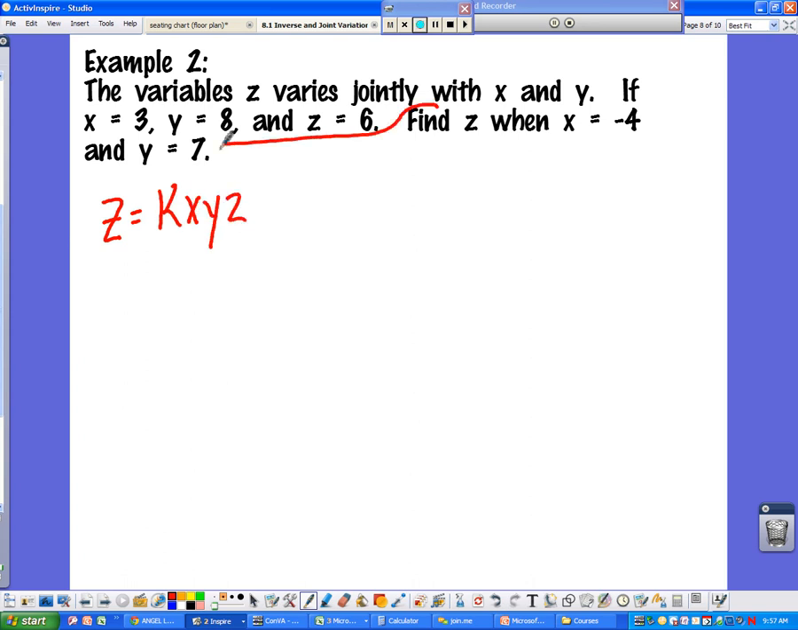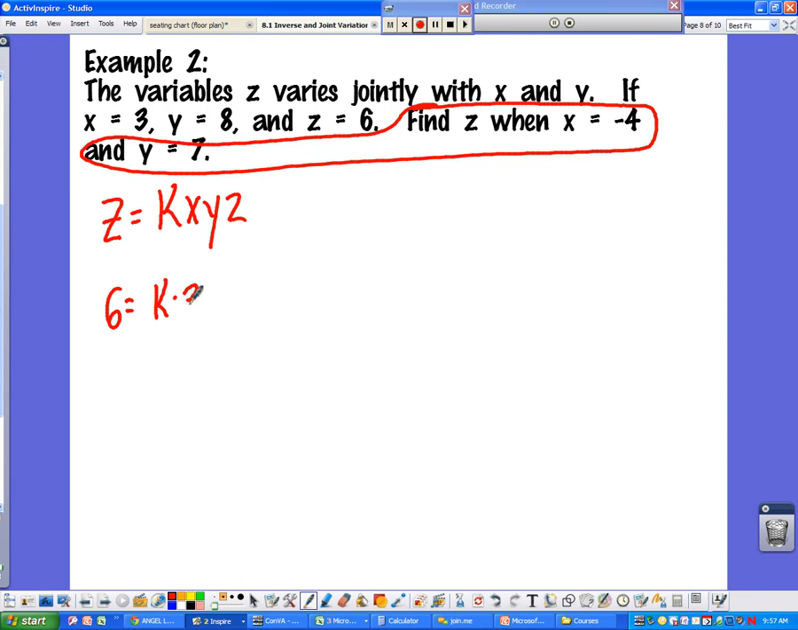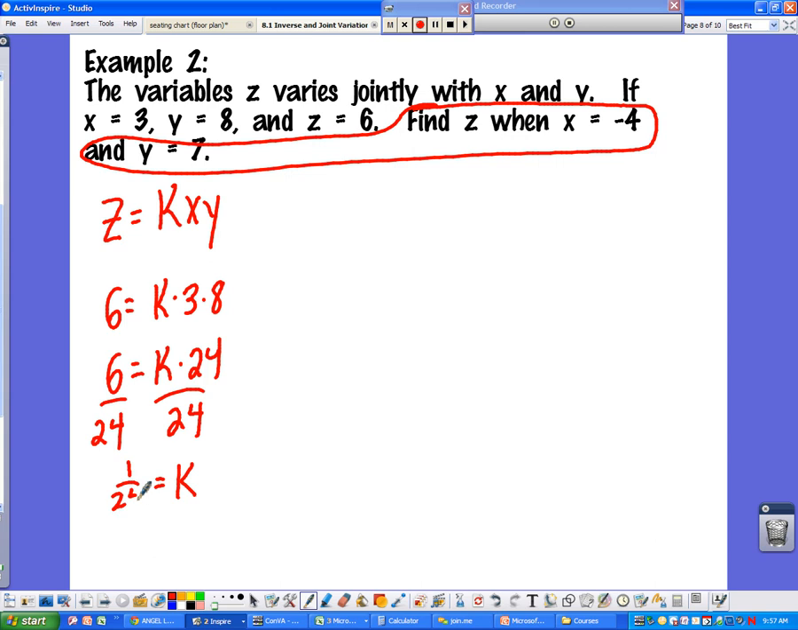This is what we're actually looking for: what is z when x equals -4 and y is -7? But before we can start on that, we need to find out what our k is. If z is 6, we're looking for k, x is 3, y is 8. Wait a minute, no z in there. Sorry. So z equals kxy. Z is 6. We're looking for k. X is 3 and y is 8. So I get 6 equals k times 24. Divide by 24, simplify, and I find out that my k is 1/24.